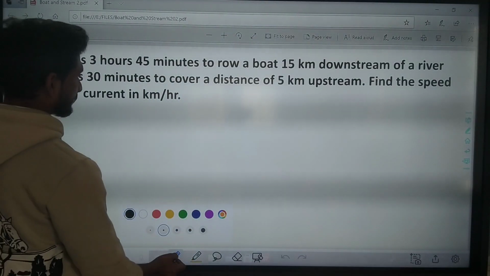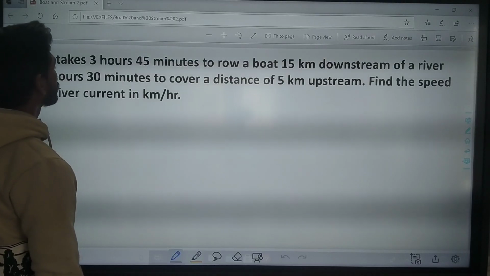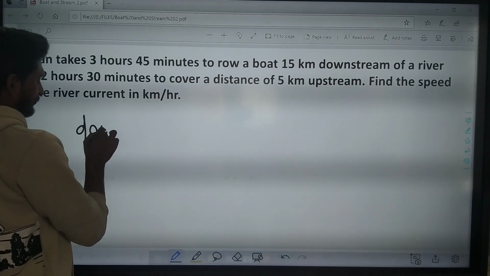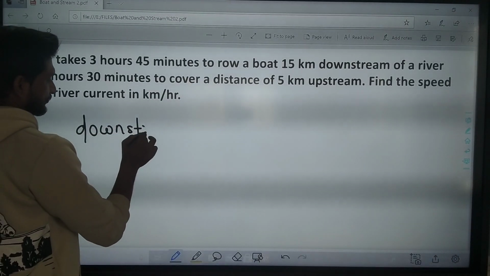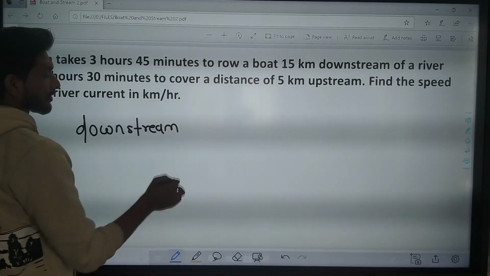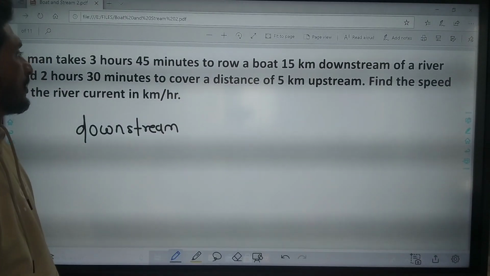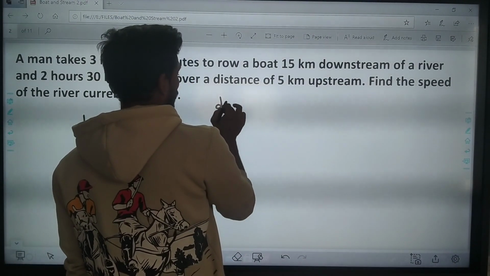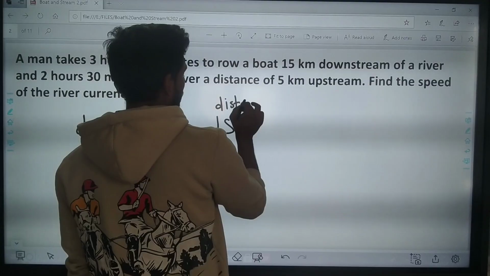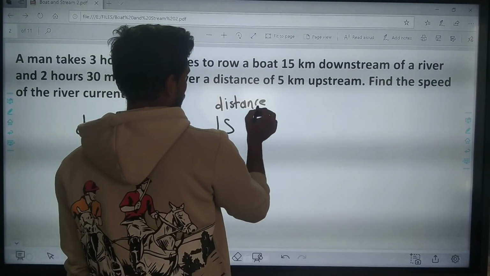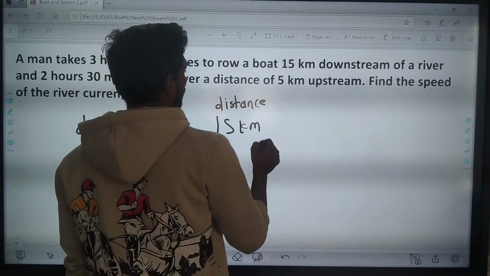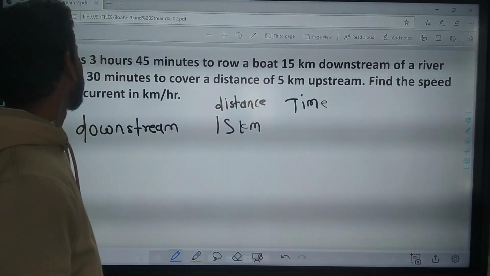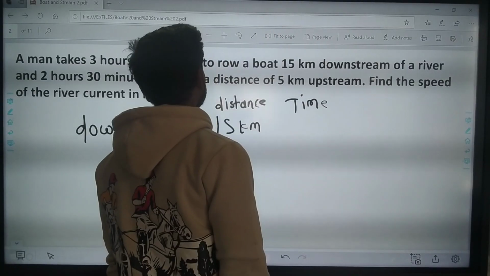Now here, firstly the boat goes downstream. The boat goes 15 km downstream. Here the distance is 15 km. The time required to cover that 15 km is 3 hours 45 minutes.